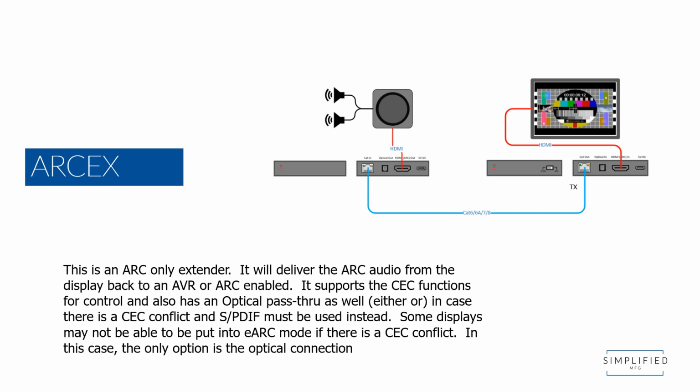So the first one's called an ARC-X. An ARC-X is a really basic device. It is an ARC-only extender. It brings ARC from the display back to an ARC-enabled amplifier or an ARC-enabled AVR. And what it does is it allows you to get the ARC audio back and CEC function, so you can turn up and down the volume of the amplifier. However, as mentioned before, maybe there's a conflict, or maybe there's a lip sync conflict. Remember, you could put the display into eARC mode, solve the lip sync, and disable the CEC. There's also an ability on this to do audio through it as well. So if you had to punt and just use optical audio, you have that ability.